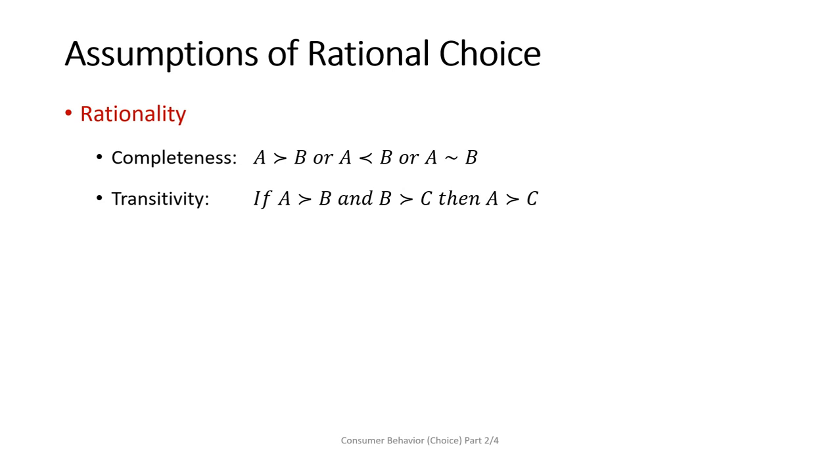Monotonicity simply says the more the better. That is, a consumer prefers larger quantities of a commodity over smaller quantities of that commodity.